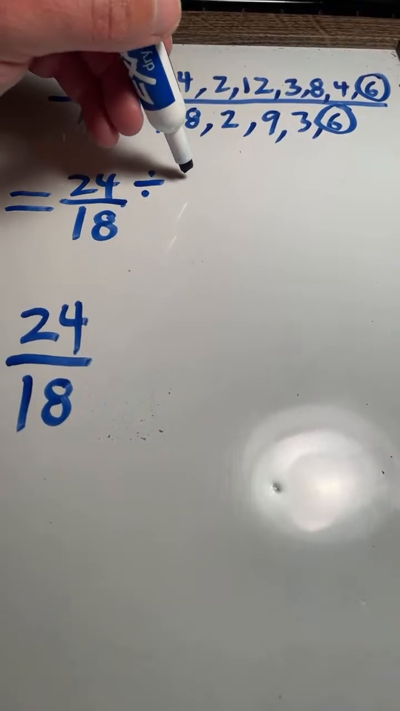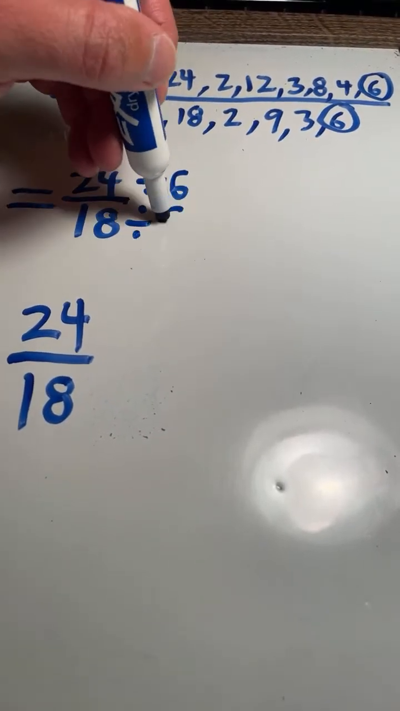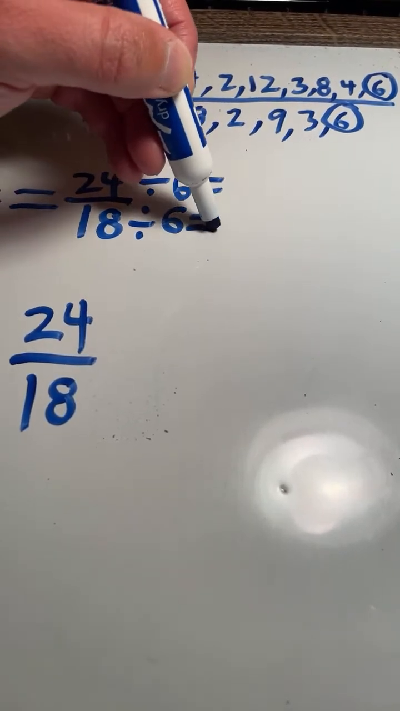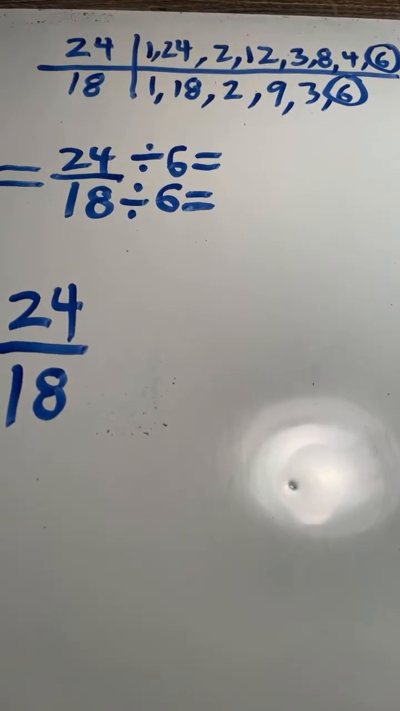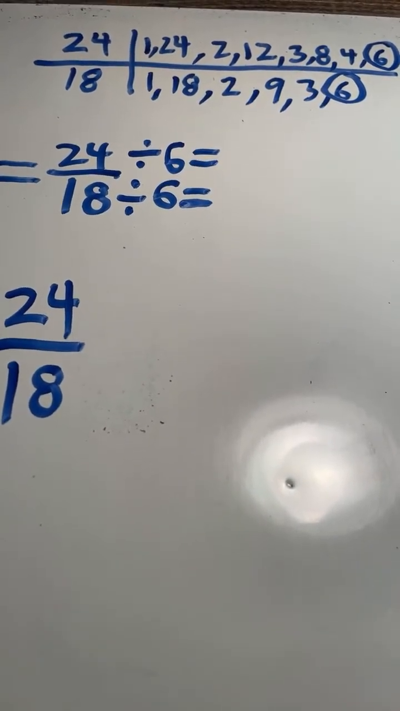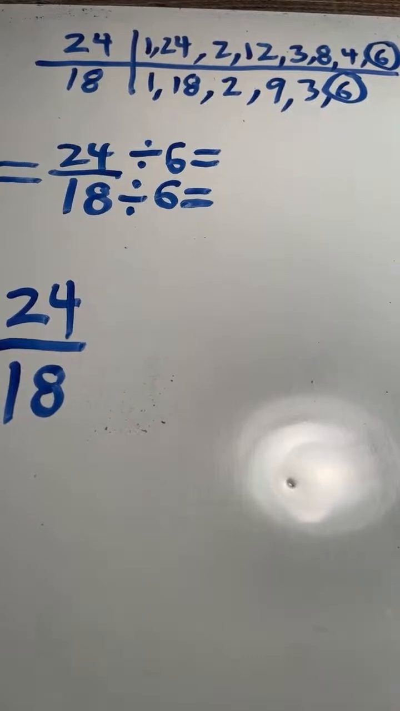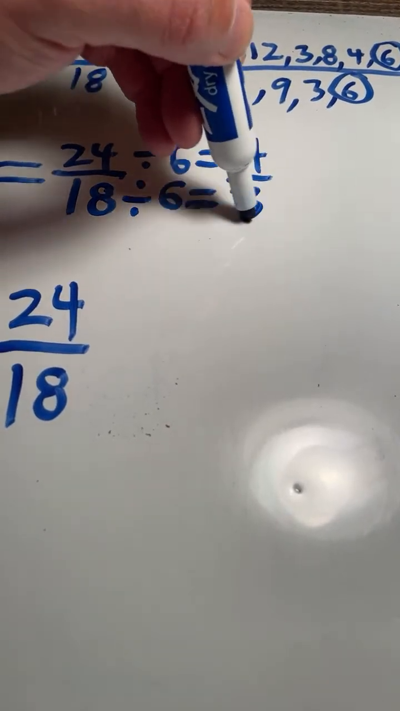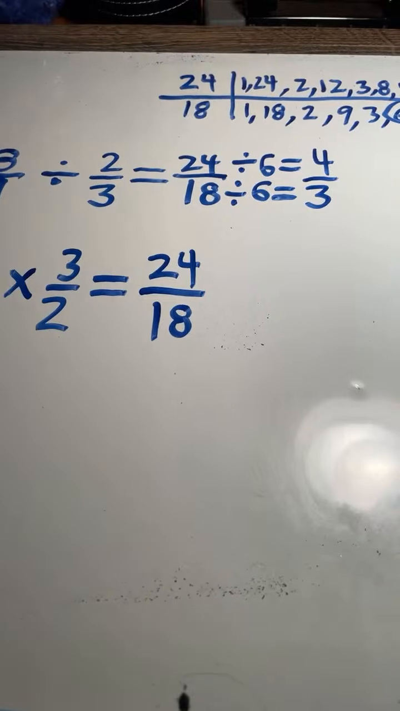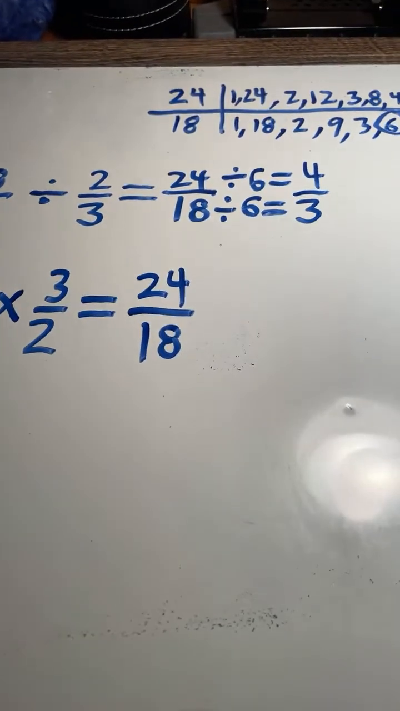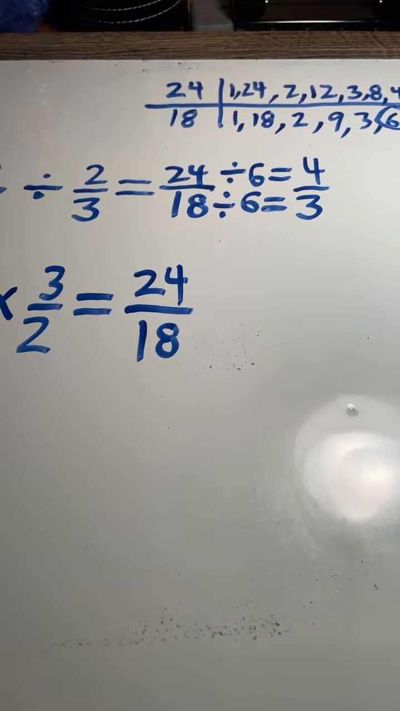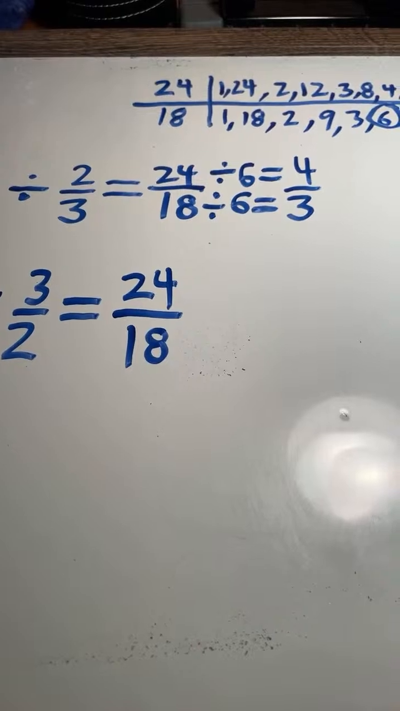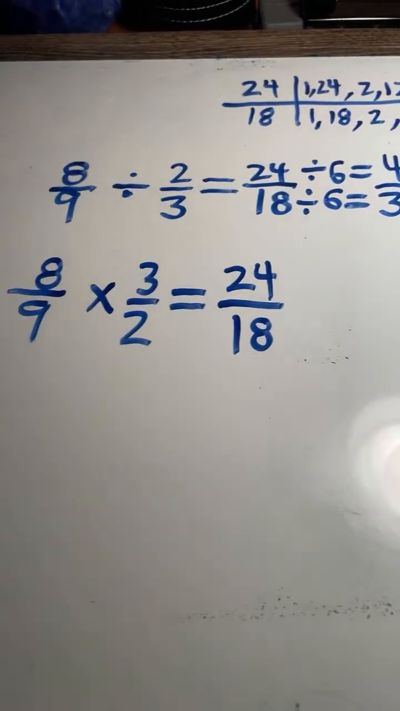So we have 24 divided by 6, 18 divided by 6. 24 divided by 6 equals 4. 18 divided by 6 equals 3. So 24/18 reduced to lowest terms equals 4/3. Next, I'm going to convert 4/3 to a mixed number.